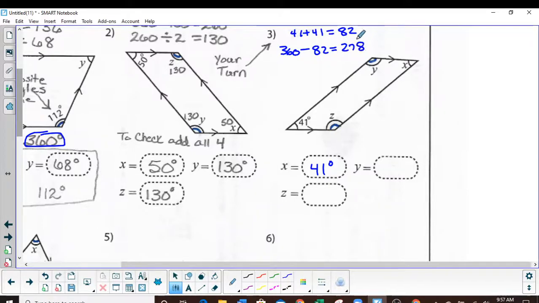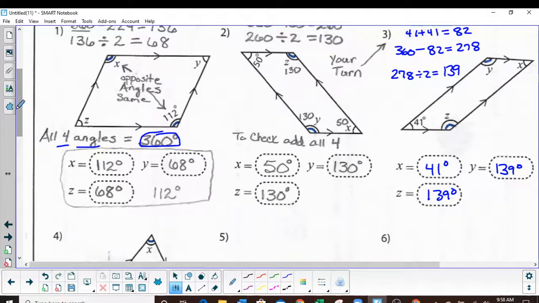I know that this 278 combined takes care of my other two angles, so I take the 278, divide it by 2 angles, and I get 139 for the 2 missing angles that I have. So y is 139, and z is also 139. If you notice, y and z are opposite angles, so they're congruent too. And if you see this little curve, that's one curve, they're congruent. If you got 2, that means they're congruent too. Okay? Let's go to 4.